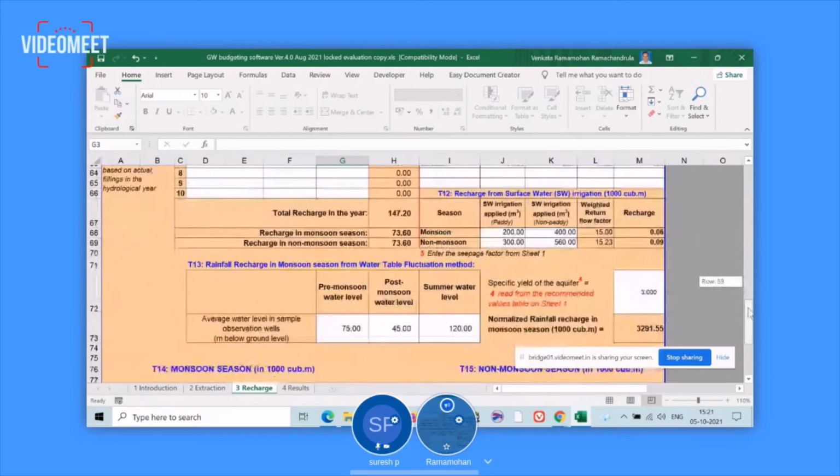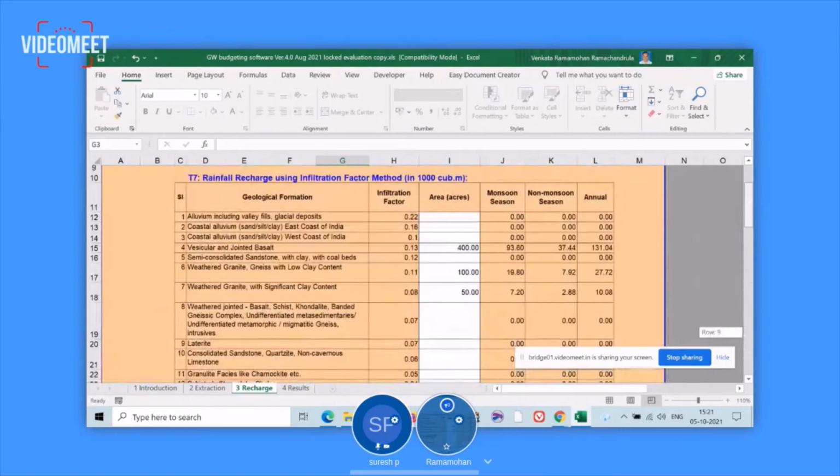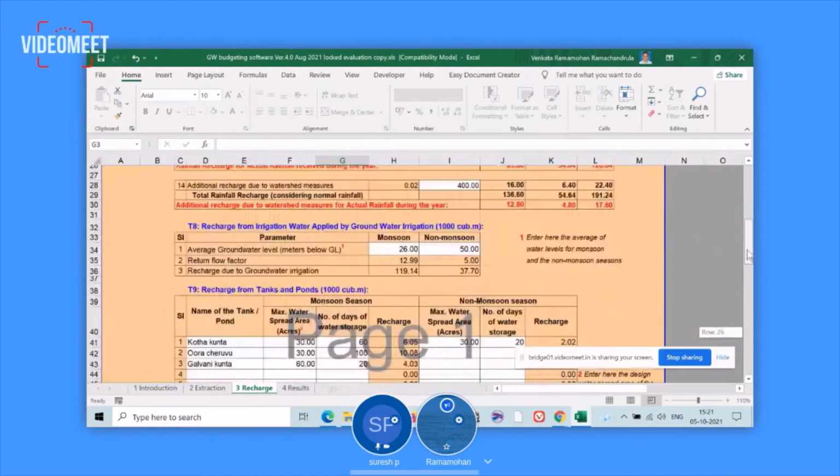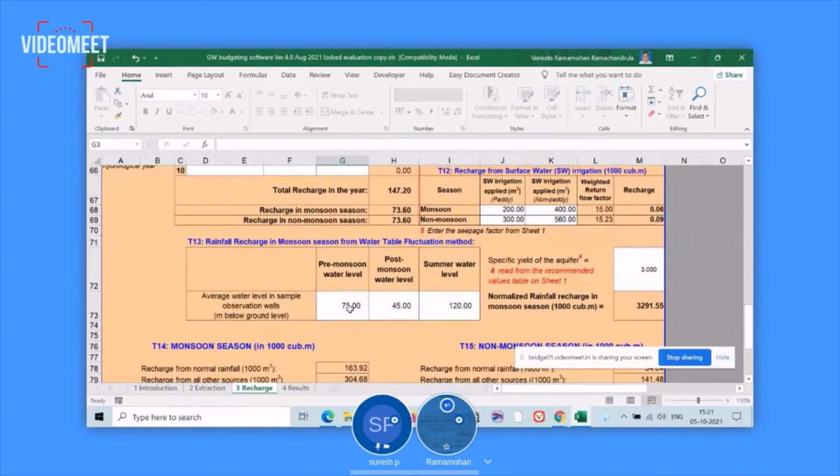And then there is the water table fluctuation method for rainfall recharge. We will be talking about this in much more detail. There are two methods of calculating rainfall recharge. One is the infiltration factor method that we did here in this table, T7. At the same time, it is also possible to do it using the water level fluctuations.